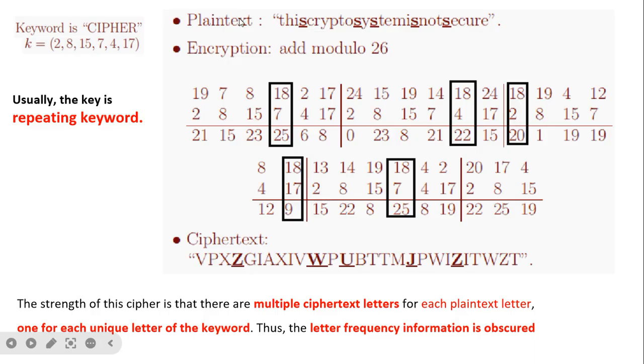Now we can see that in the plaintext the character is S, but in the output it is mapped to Z, W, U, J, Z. That is why frequency analysis is difficult in a polyalphabetic cipher. The strength of the cipher is that there are multiple ciphertext letters for each plaintext letter, one for each unique letter of the keyword. Thus, the frequency information is obscured.